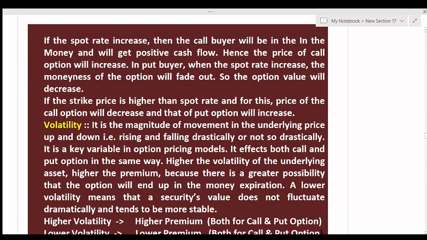If the spot rate increases, then the call buyer will be in the money and will get positive cash flow. Hence, the price of the call option will increase. For the put buyer, when the spot rate increases, the moneyness of the option will fade out, so the option value will decrease. If the strike price is higher than the spot rate, for this, the price of the call option will decrease and that of the put option will increase.